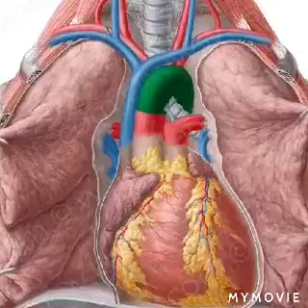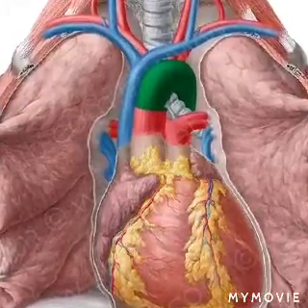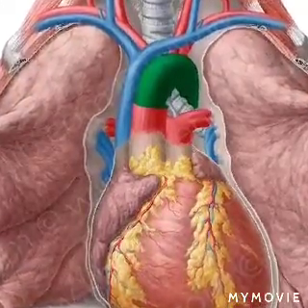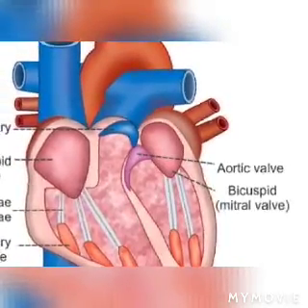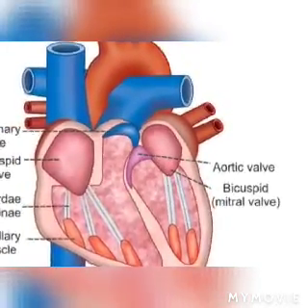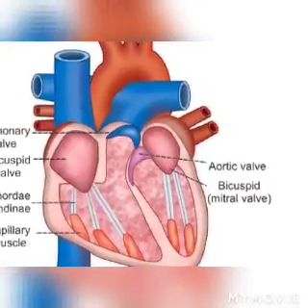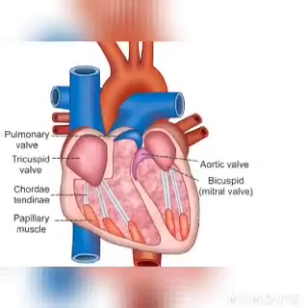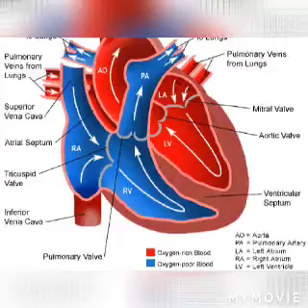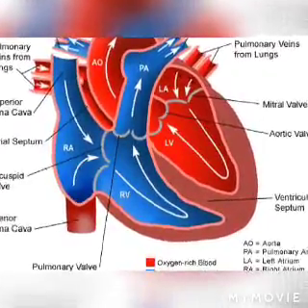Its size is about that of a fist, and its weight is about 250 to 300 grams. The female heart weighs approximately 9 ounces and the male heart approximately 10.5 ounces, and it comprises 0.5% of total body weight. For blood circulation, it takes 60 seconds to pump blood through every cell in our body.